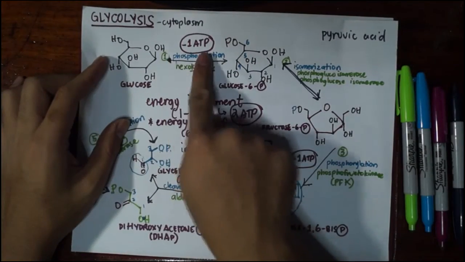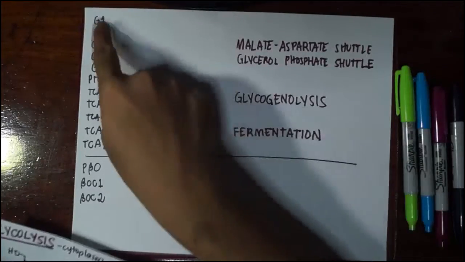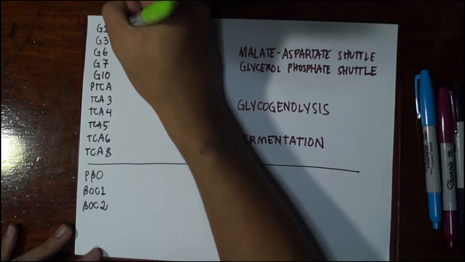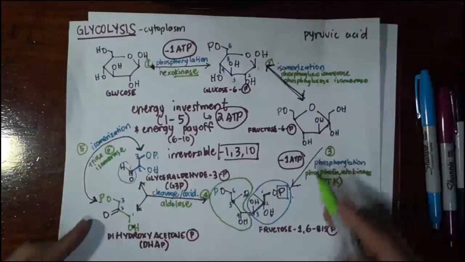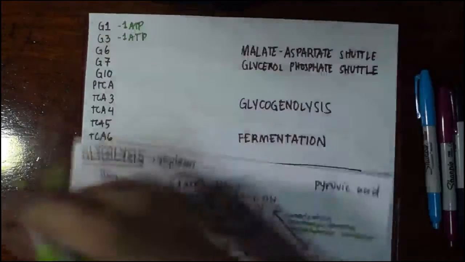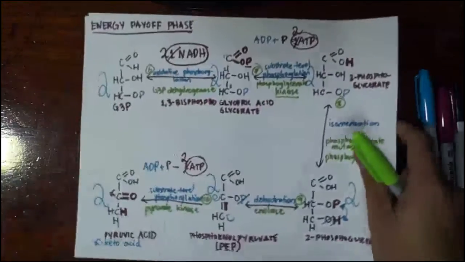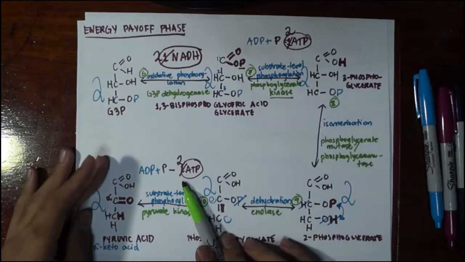Alright? In step number 1 for glycolysis, we used 1 ATP. That's why here we have G1. And we resulted in minus 1 ATP. And then in step number 3, also another reduction of an ATP. So that's it for the energy investment phase. Now, for the energy payoff phase, we have steps 6, 7, and 10.